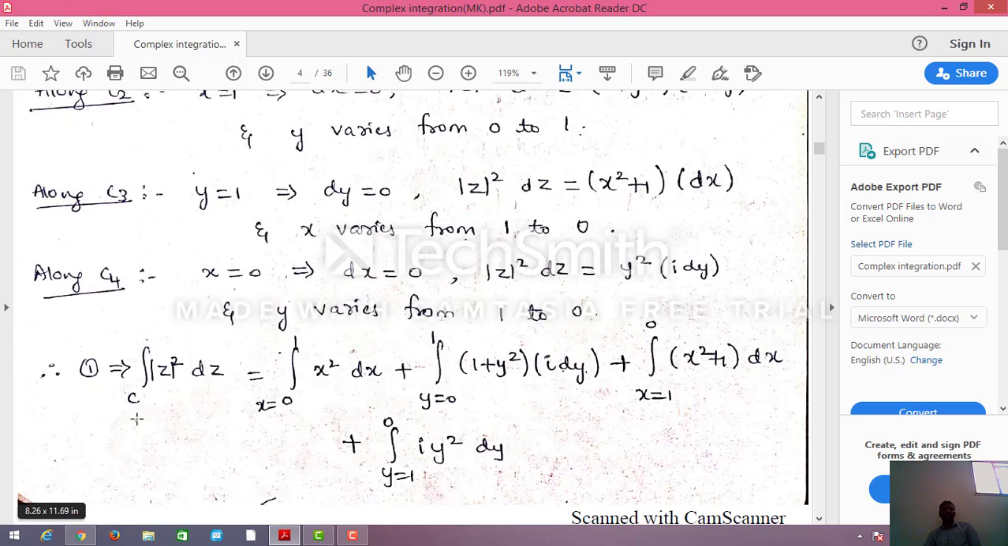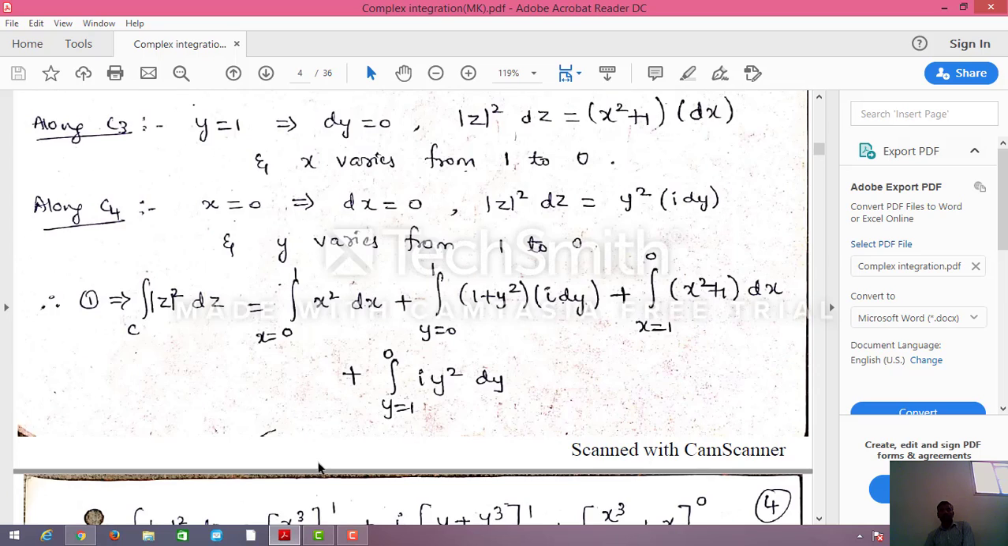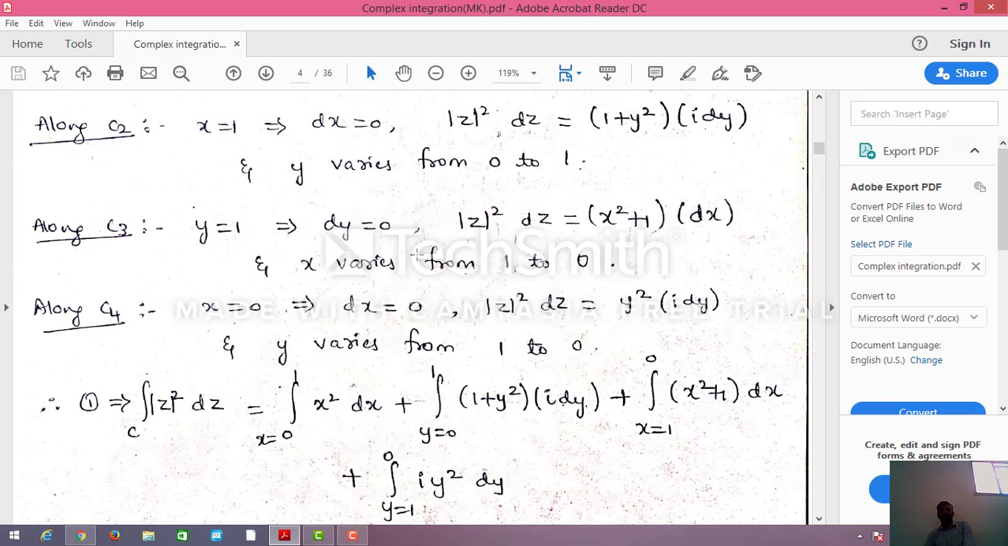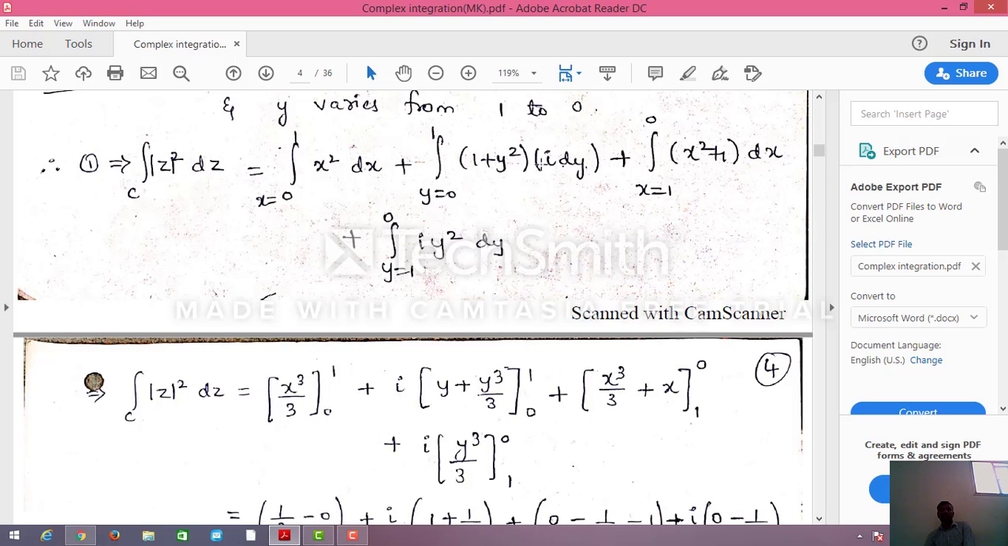Now I'll write integration over C of modulus of z square into dz equal to, I'll write the limits. See C1, here already everything I specified. Along C1, x square dx, limits 0 to 1. Next, C2. Along C2, I am taking 1 plus y square i dy. Limit should be 0 to 1.